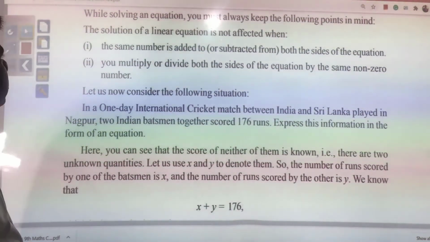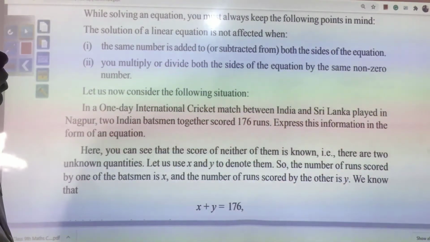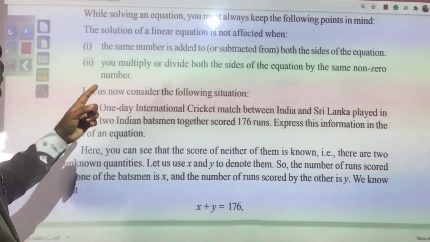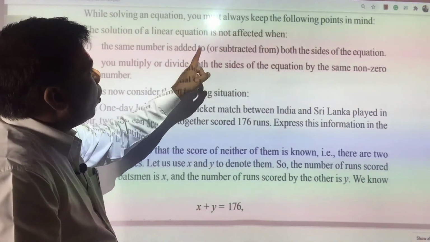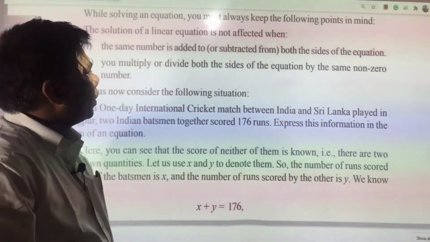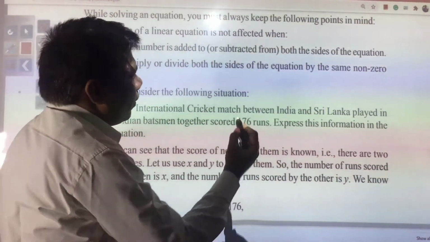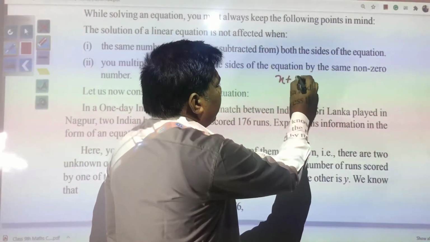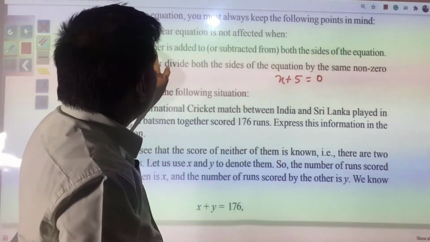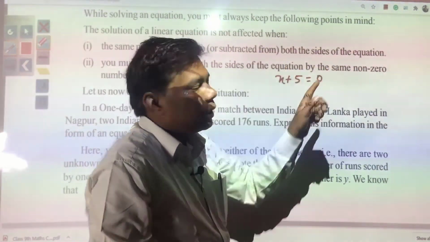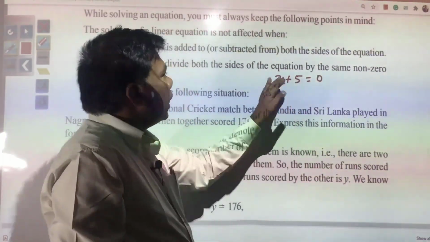Here you see, while solving an equation, you must always keep the following points in mind. The solution of a linear equation is not affected when the same number is added to or subtracted from both the sides of the equation. That is the first condition you need to remember. Suppose you have the equation x plus 5 is equal to 0. If the same number is added to both sides of the equation, it will not change the solution.